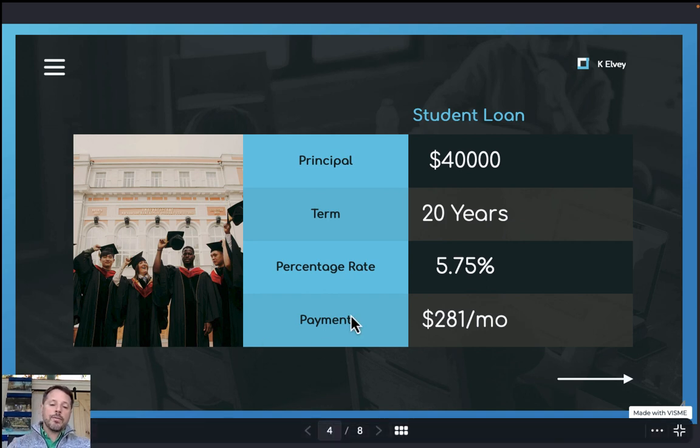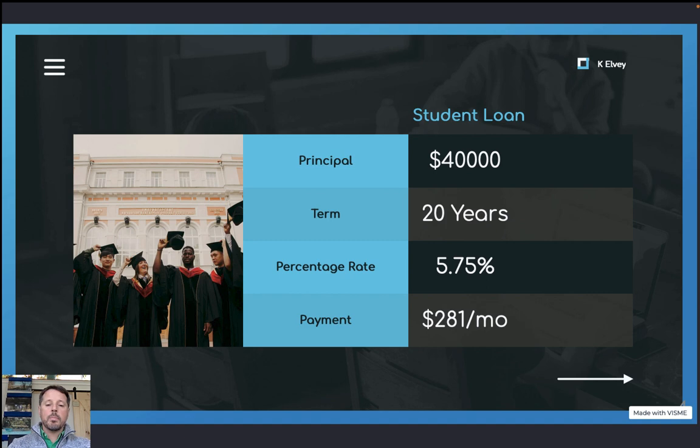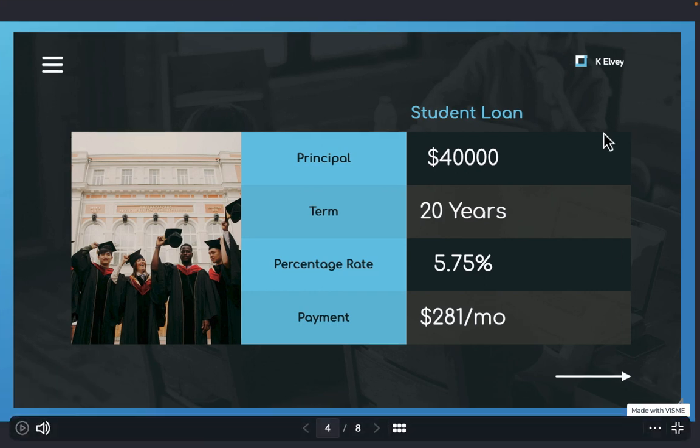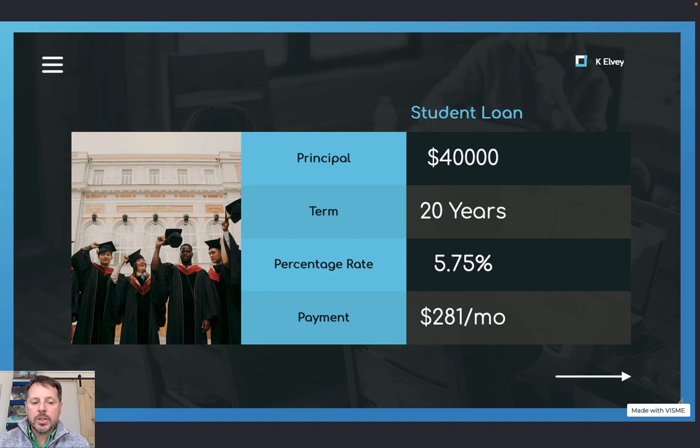I do not want to focus too much today on the payment itself. This is a loan structure. We saw how those work in the last session. So you're going to understand and know right now that the payment is going to be $281 a month. What you probably don't know right off the top of your head is how much interest will you be paying on that loan over the next 20 years. Quick pop quiz. How much interest do you think this is going to cost over the life of the loan?